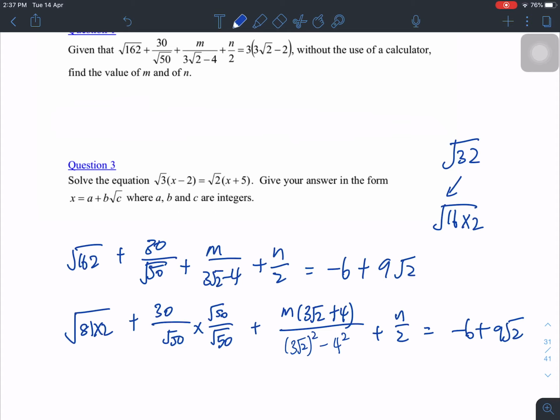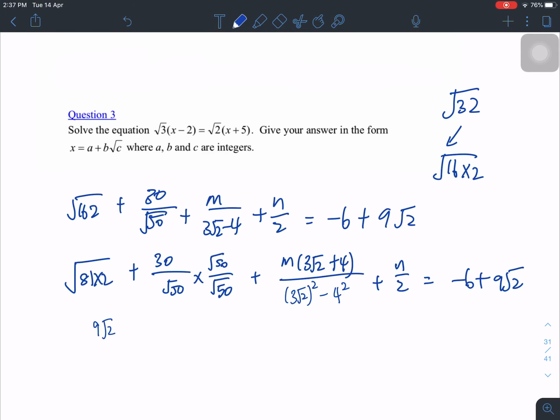So simplifying this, you should have 9 root 2 plus 3 over 5 square root 50 plus, this guy over here is what? This is 18 minus 16, so this is over 2. So this would be m over 2, 3 root 2 plus 4 plus n over 2 equals to minus 6 plus 9 root 2.